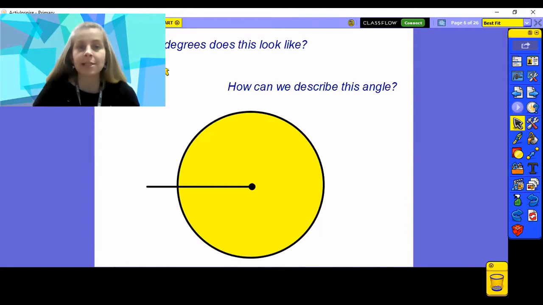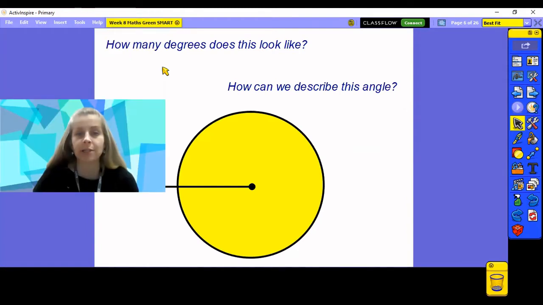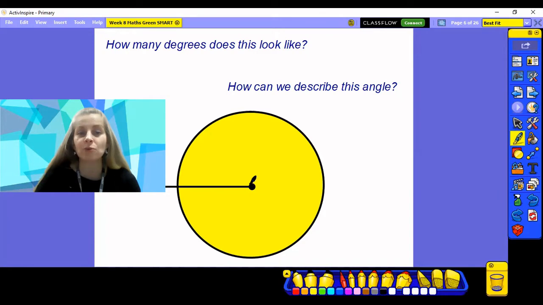Okay, so we had a similar kind of question yesterday, but this time, obviously, our angle is all around this central point here. I wonder if you can remember back to your time in junior school so far, and how many degrees this whole turn, this full rotation, looks like? And you might be able to remember how many degrees it has in it.